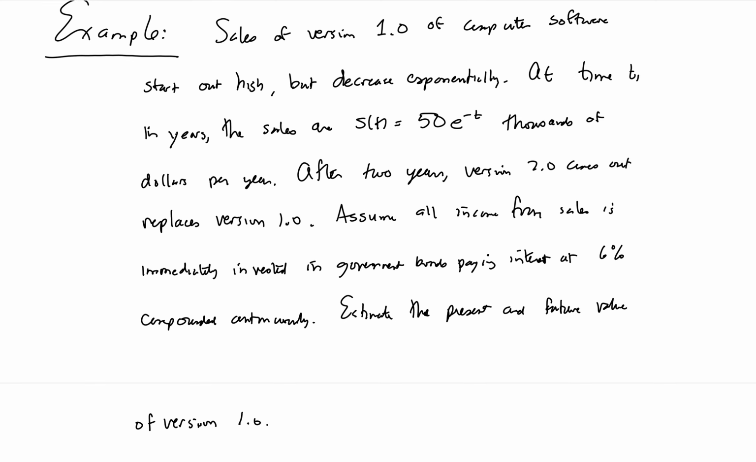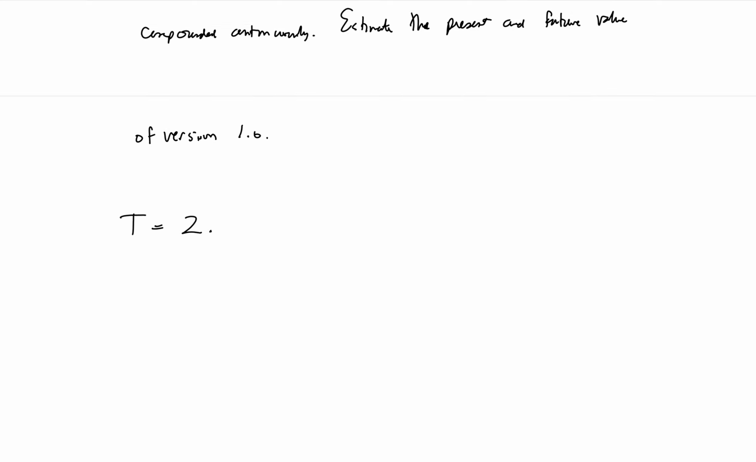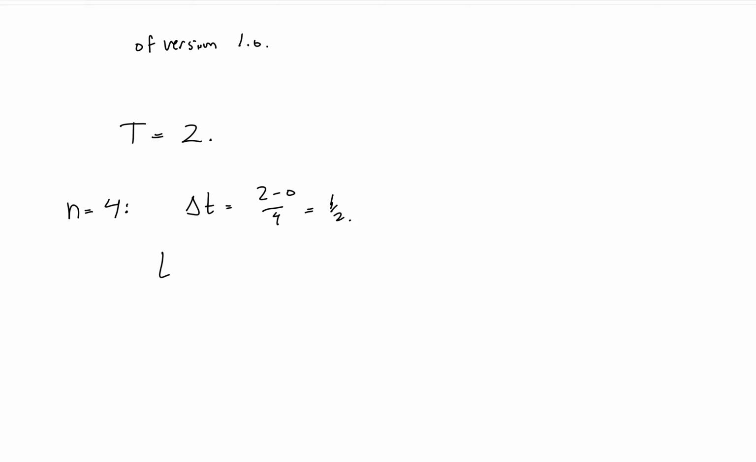Okay, so first thing to notice is we're going for 2 years, so our big T is going to be equal to 2. So let's do a couple of estimates here. So let's start with n equals 4. So in this case, my delta t is 2 minus 0 over 4. So this is 1/2. So my tj, t0 is going to be 0. t1 is 1/2. t2 is 1. t3 is 3/2. And t4 is 2.